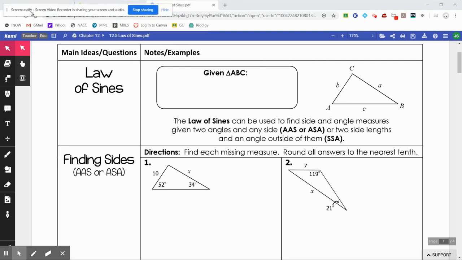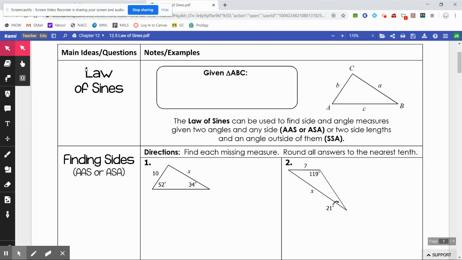Okay, in today's video, we're going to be revisiting a topic that we discussed back in geometry. This topic is called the Law of Sines. And the Law of Sines is used when we know that sine, cosine, and tangent, we use SOHCAHTOA when we're talking about right triangles.